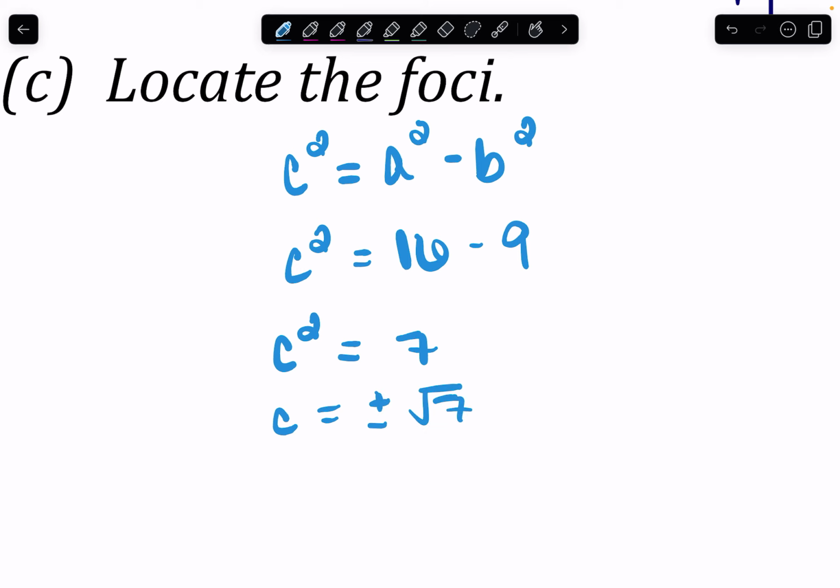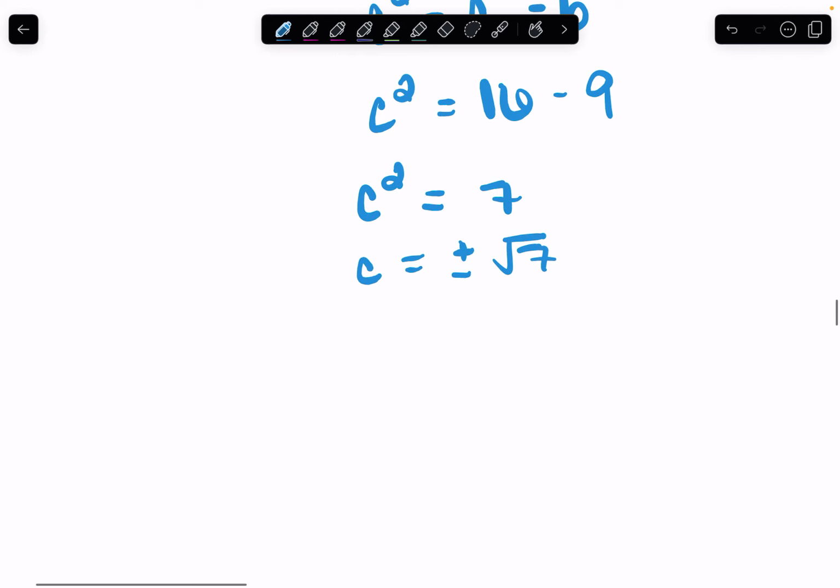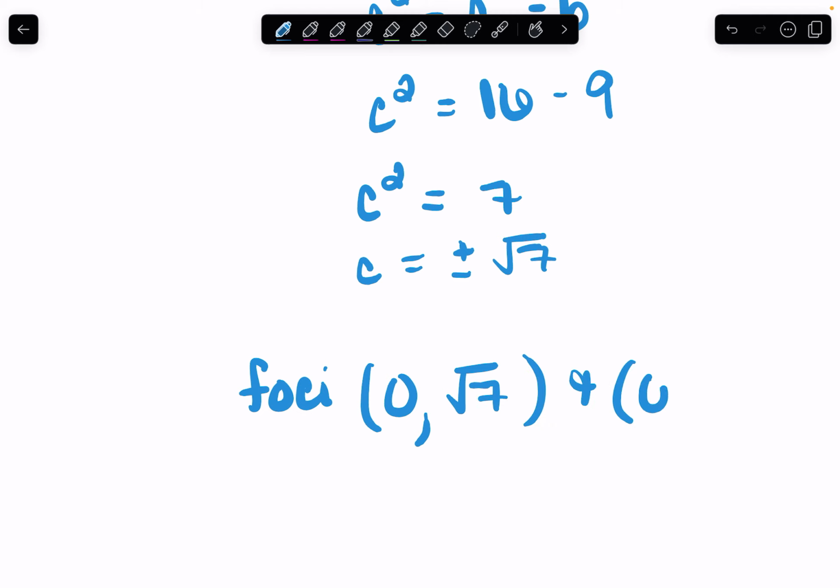So as far as locating our foci, make sure you go on the correct axis. Our correct axis is vertical. So we are going to add and subtract the square root of 7 on the y value, or the vertical value. So our foci are going to be located at (0, root 7) and (0, negative root 7).